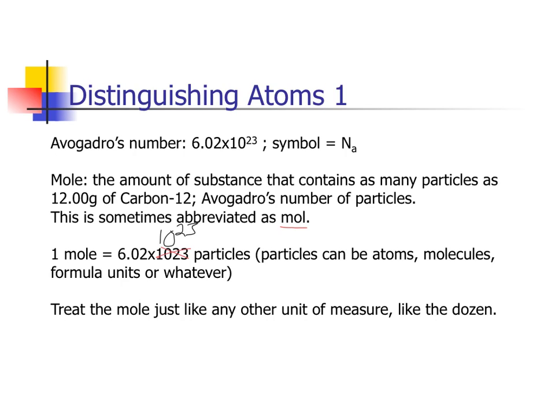But it's just another measurement, such as a dozen. If you have a dozen golf balls, you have 12 golf balls. If you have a dozen eggs, you've got a dozen eggs. If you have a dozen donuts, you have 12 donuts. If you have a mole of donuts, you'd have a lot of friends because everyone would want some of your donuts, because it's a lot of donuts.